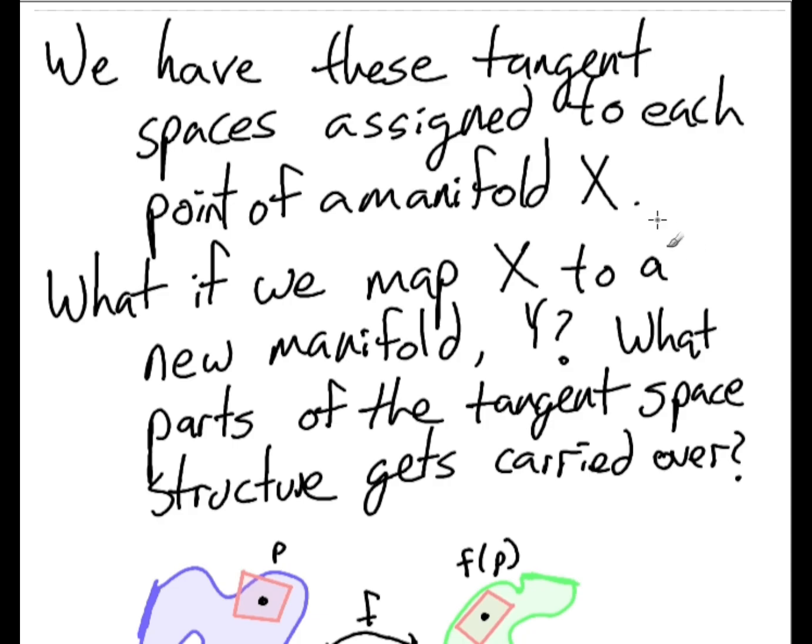At each point in the manifold, we now have these tangent spaces. They have basis vectors of the partial derivatives in each direction. But what happens if we map our manifold to a new manifold? What parts of the tangent space get carried over?